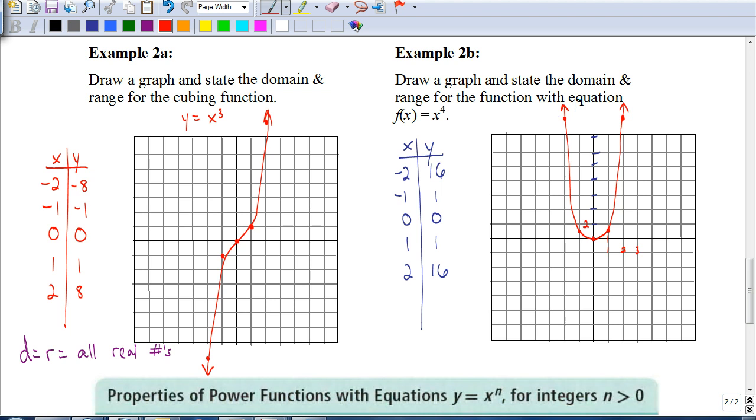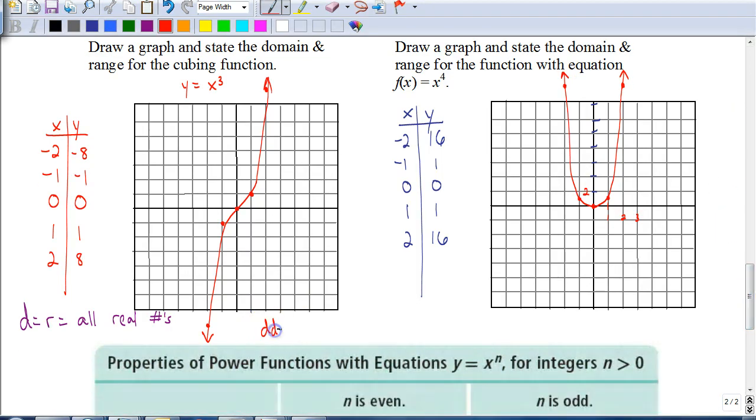Now, this is very important. Notice when we have an odd power function, our graphs are in quadrants 1 and 3. That will always be the same, unless it's a negative x cubed, then it would cause it to flip. But if we have an odd power function, so if the exponent is odd, 3, 5, 7, 9, even to the first power, it's going to be in quadrants 1 and 3. If we have an even power function, our graph is always going to be in quadrants 1 and 2. That's very important to know.